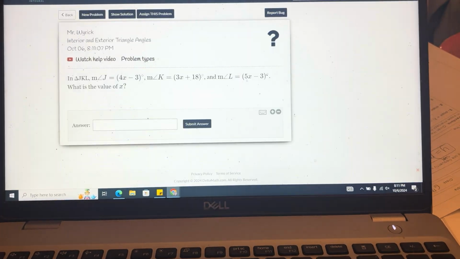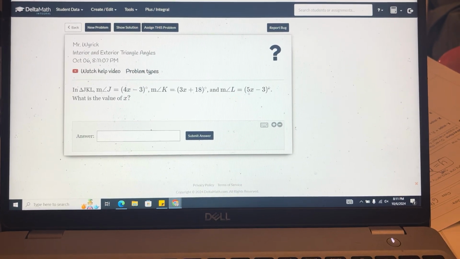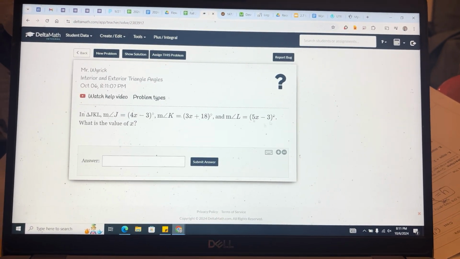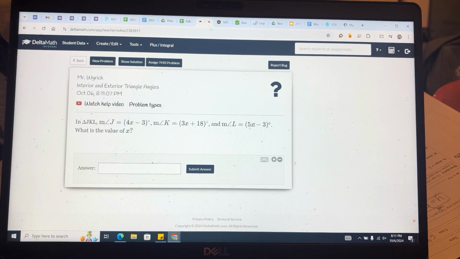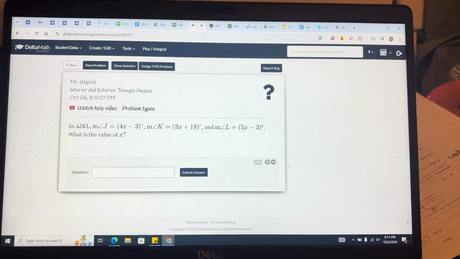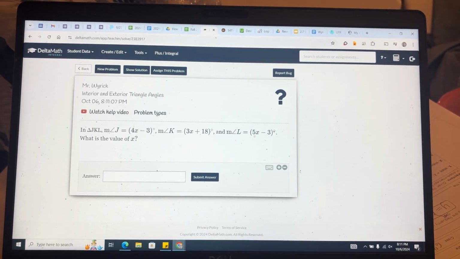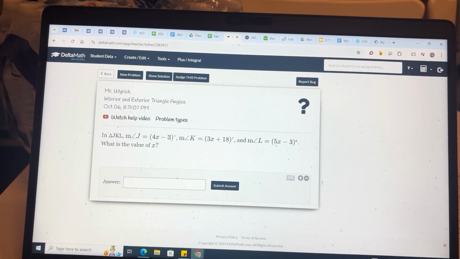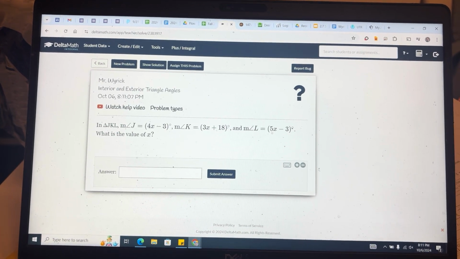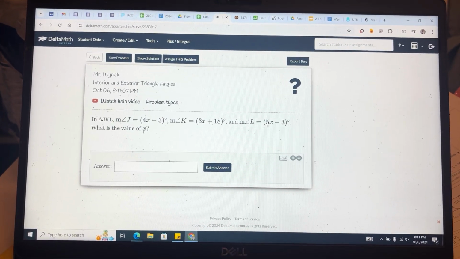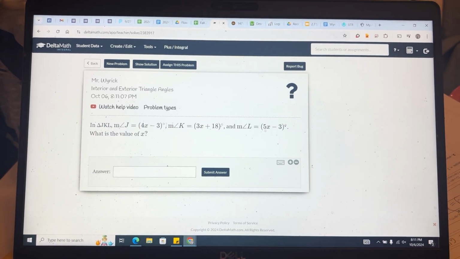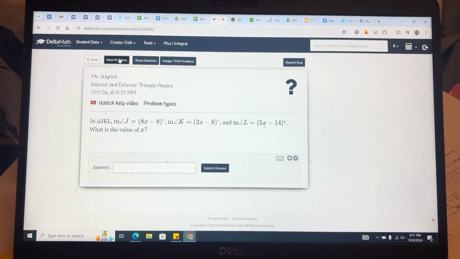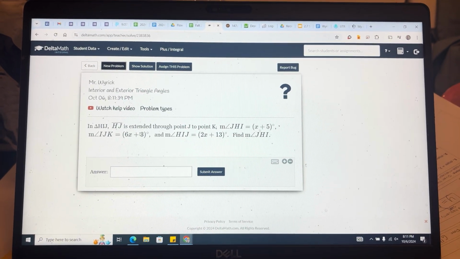Okay, the interior and exterior triangle angles, this gives me J, K, L. They're all interior angles. They're going to add up to 180. That's 4, 5, 6, 7, 8, 9, 10, 11, 12, 18, 17, 16, 15, 14, 13, 12. So 180 plus 12 is 192. 192 divided by 12 is, I lost track already. But it's just asking for the value of x. You should be fine. You just set them all equal to 180, combine the like terms, and solve. Okay? Then you'll get one like this.